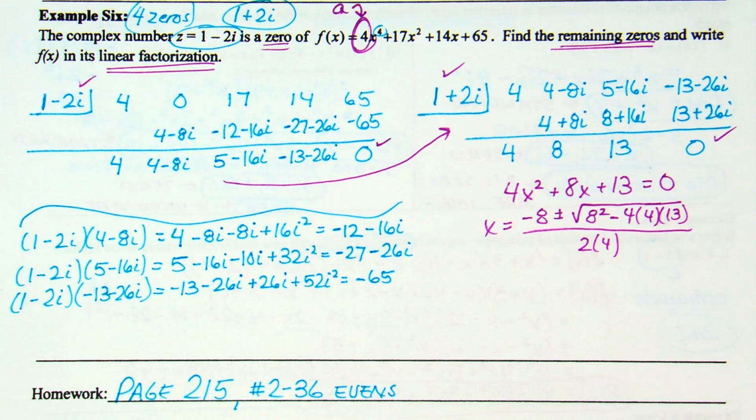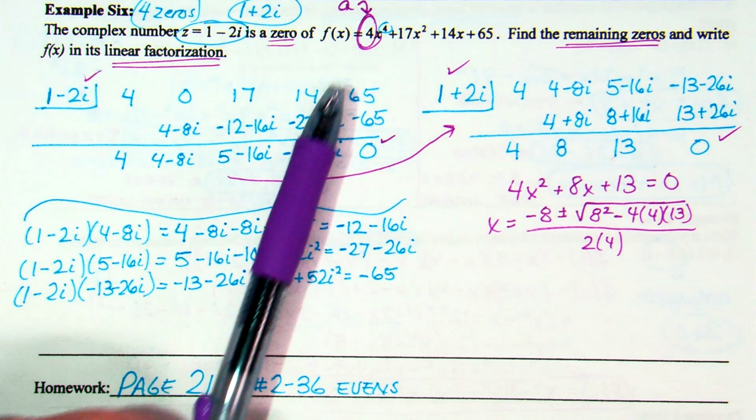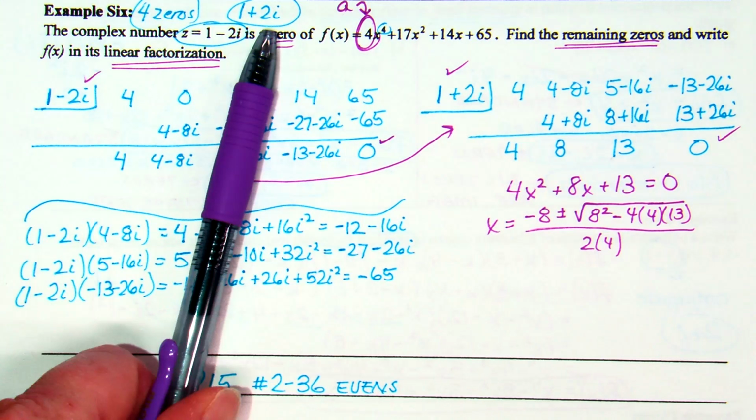Okay, so we cut off on example 6 here in lesson 2.5, finding our last two roots. If I do a quick recap, it was an x to the fourth, so there were going to be 4 zeros. They gave me 1 minus 2i, which means we automatically knew there was also the conjugate 1 plus 2i. So we need 2 to begin with.